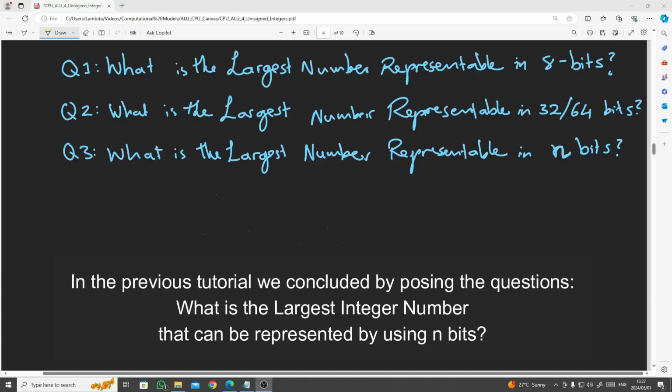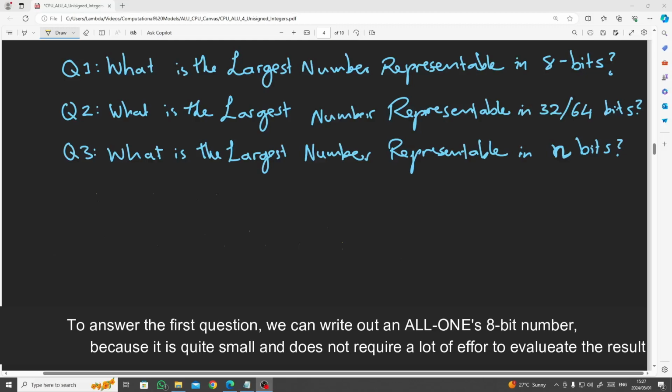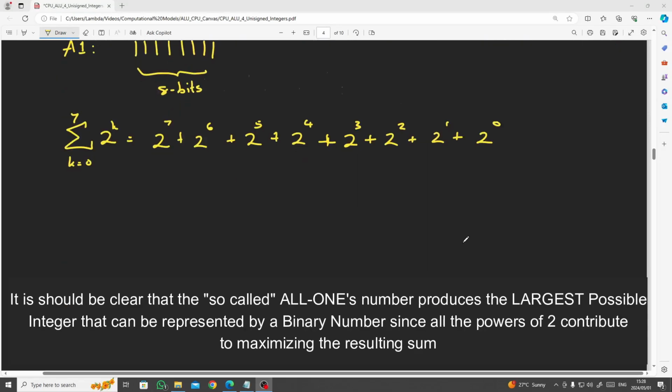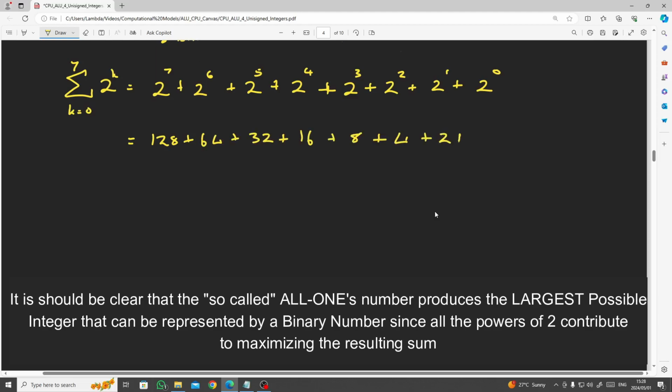In the previous tutorial, we concluded by posing the questions for finding the largest possible positive integer using a certain number of bits. To answer the first question, we can write out an all ones 8-bit number because it is quite small and does not require a lot of effort to evaluate the result. It should be clear that the so-called all ones number produces the largest possible integer that can be represented by a binary number, since all the powers of 2 contribute to maximizing the resulting sum.